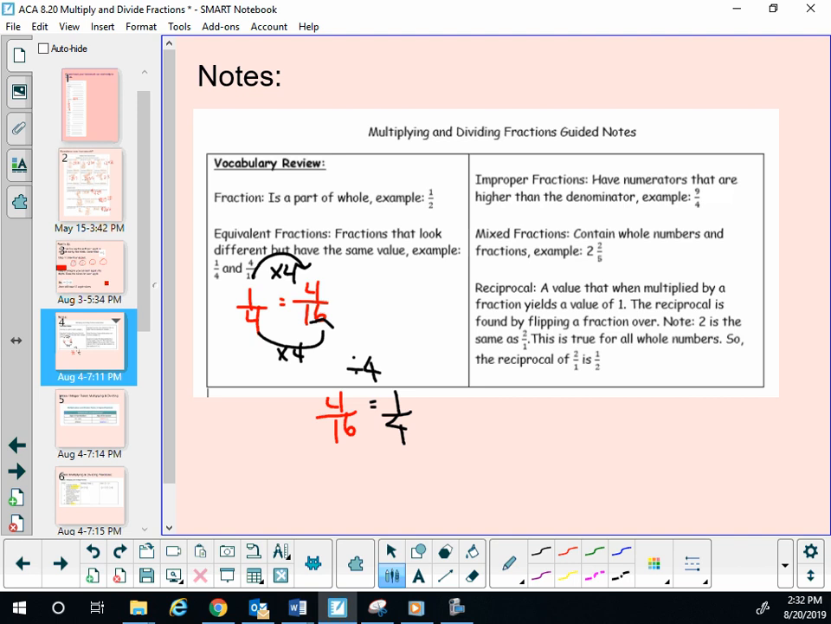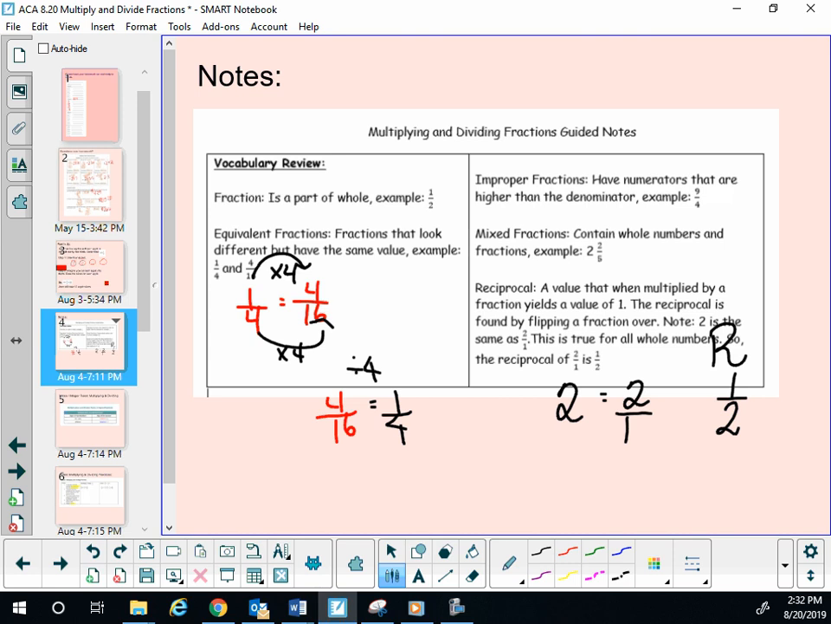If I have a whole number like 2, but I want to write it as a fraction, what does that equal? 2/1. Anytime you have a whole number, it's over 1. So here's my fraction. What would be the reciprocal of 2/1? 1/2. All we did was flip it around. The word is going to be important as we start solving a few of these problems.